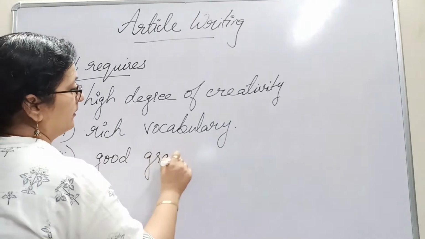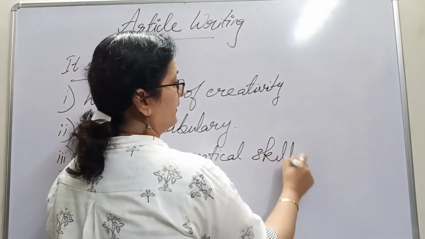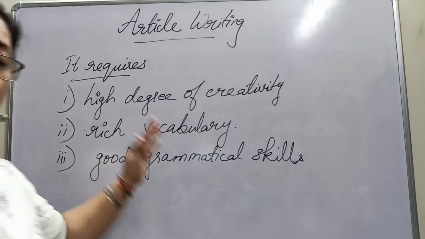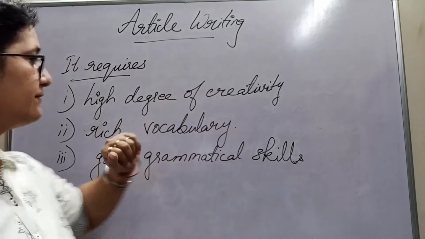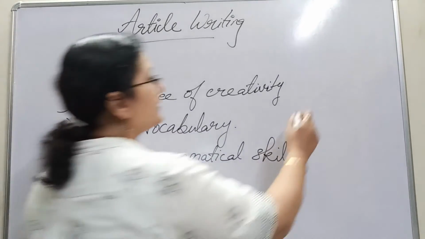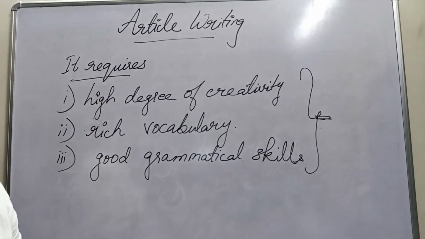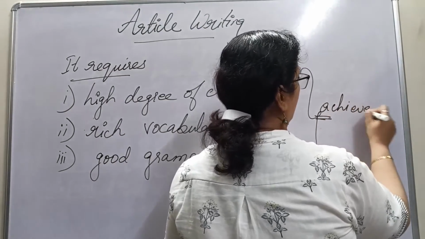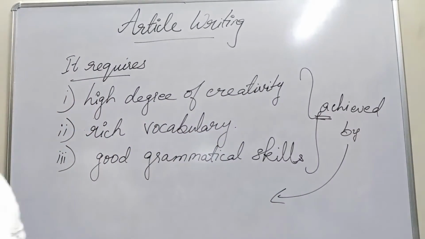Good grammatical skills are required. See, all these things are required for writing a very, very good article. What are the things? High degree of creativity, rich vocabulary, good grammatical skills, and all these are accomplished or achieved by, how are they achieved? Let's see. They are achieved by the following ways. Let's see what the following ways are.